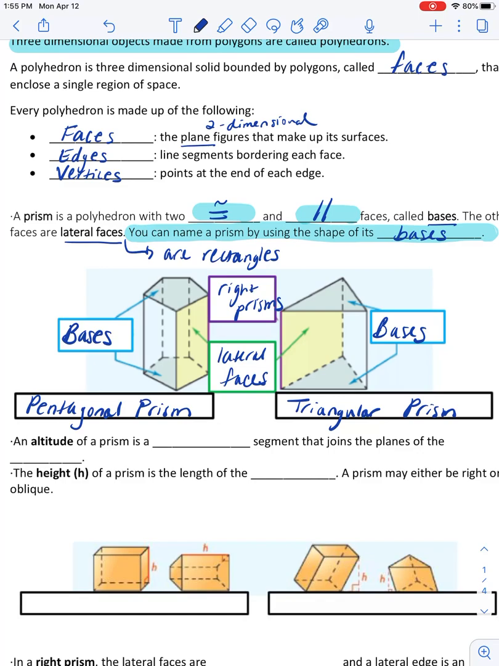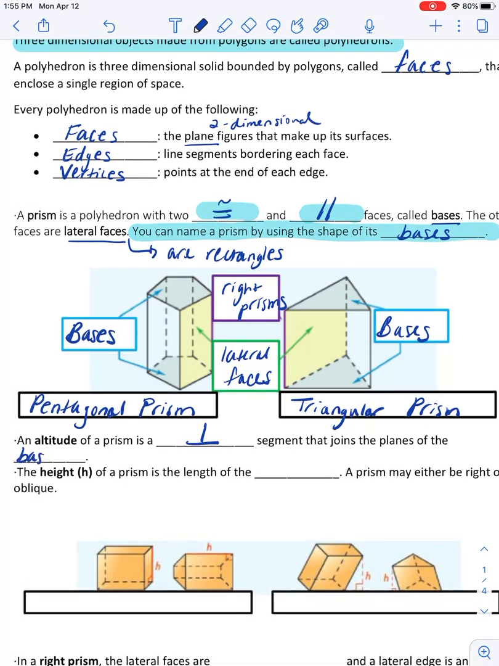Now, each prism has an altitude. The altitude of a prism is a perpendicular segment that joins the planes of the bases. What does that mean? If I'm looking at this pentagonal prism, this pink line that I'm drawing in connects both of those bases. If it had a 90-degree angle there, you would know that it was the altitude. It doesn't, I just drew that in, but it connects both of those bases. The height, or h, of a prism is the length of that altitude.